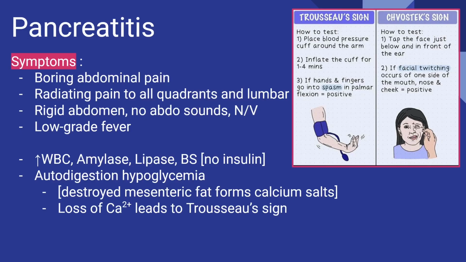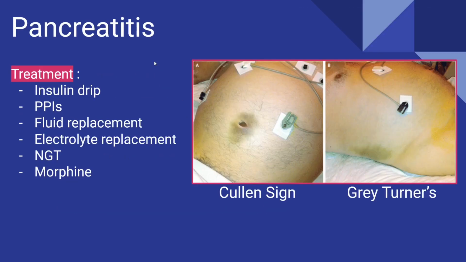And what will end up happening is you'll start to see little twitching. And so that's a Chvostek sign. So these two signs you may see on the exam, they might mention it. And just know that's more so related to the hypocalcemia associated with pancreatitis.